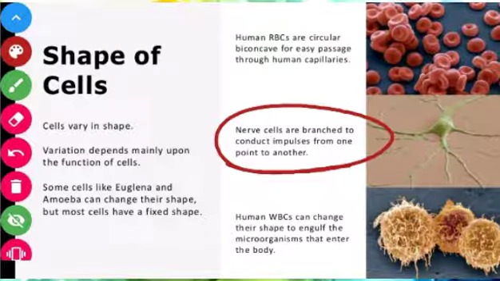Next let us move on to the third, human WBCs. WBCs are white blood cells and can change their shape to engulf the microorganisms that enter the body. Engulf is nothing but eating, or drinking.